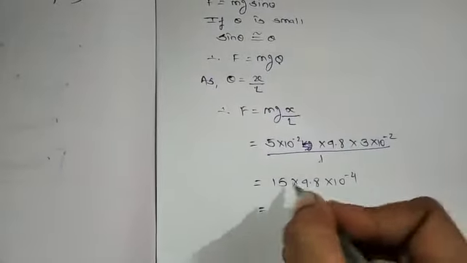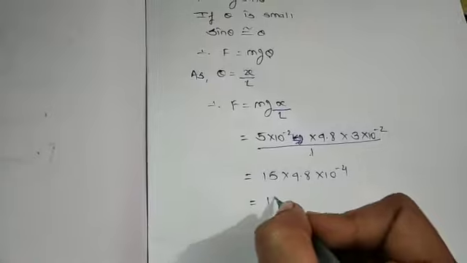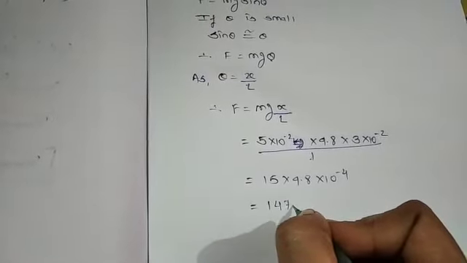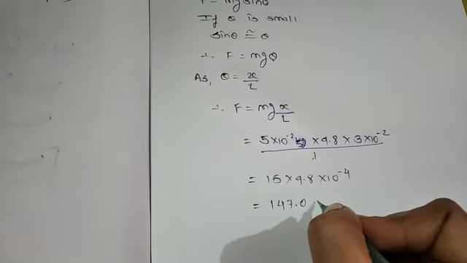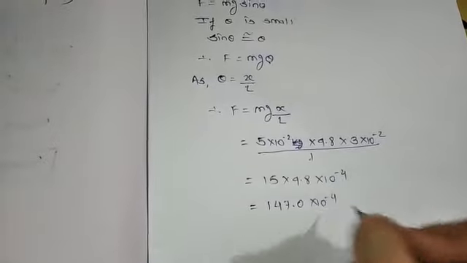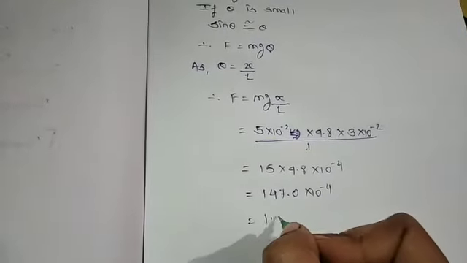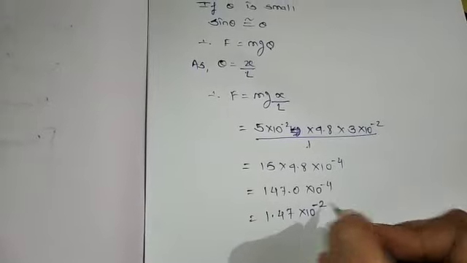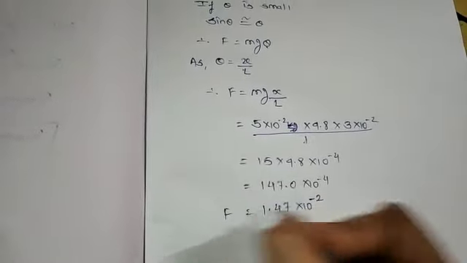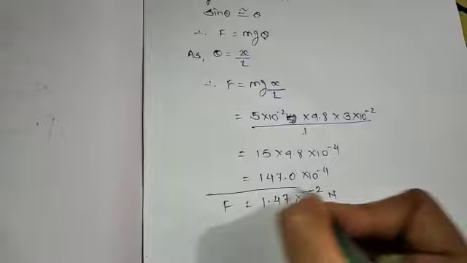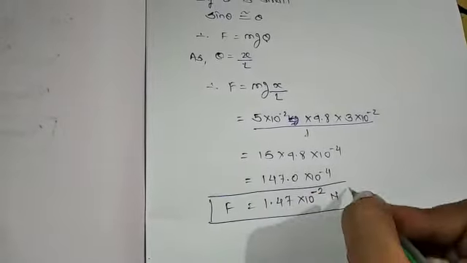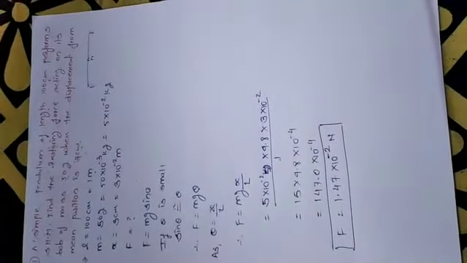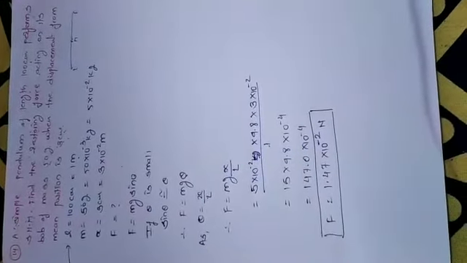So multiplying this, it is 147 into 10 to the power minus 4. So we can write 1.47 into 10 to the power minus 2. So this is the force. This is the restoring force. So you can have the total formula and the solution.